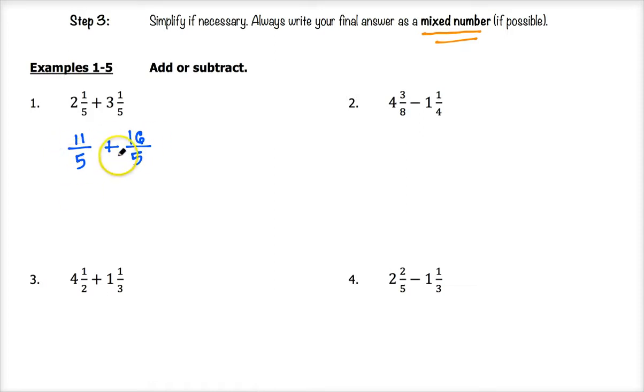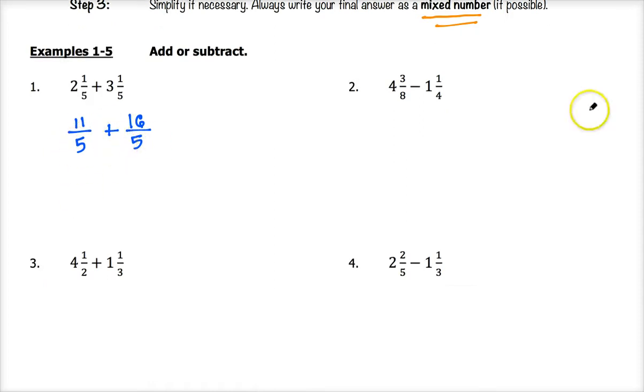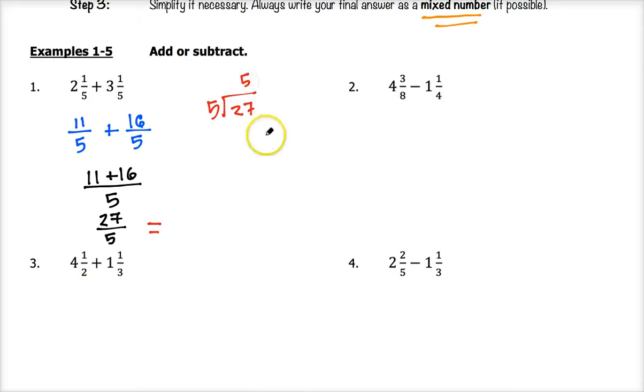So now we can add these just like we did in the last video. I already have a common denominator. My common denominator is 5, so I just add together my numerators, 11 plus 16, and that gives me 27. So we have 27/5 here. 27/5 will not reduce, but we can convert this to a mixed number. 5 will go into 27 5 whole times, and we get a remainder of 2. So this becomes the mixed number 5 2/5.